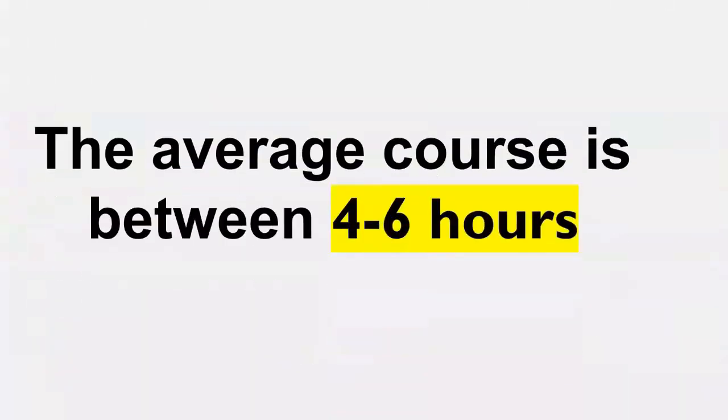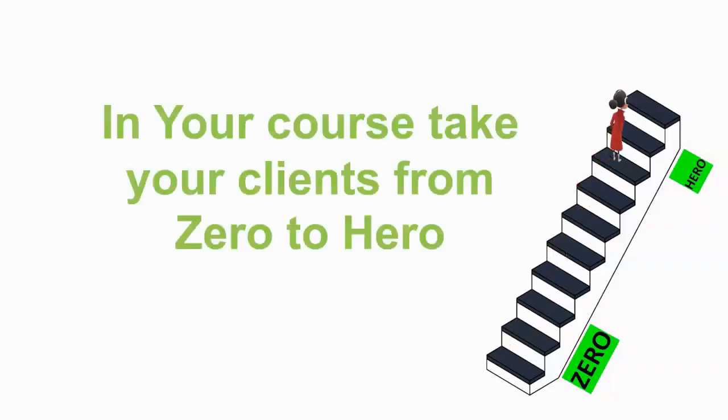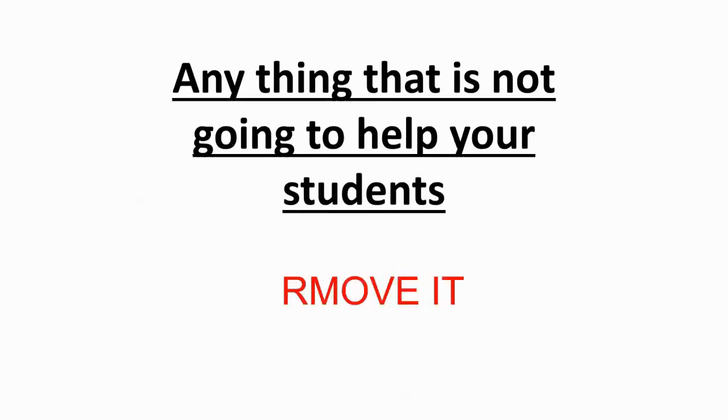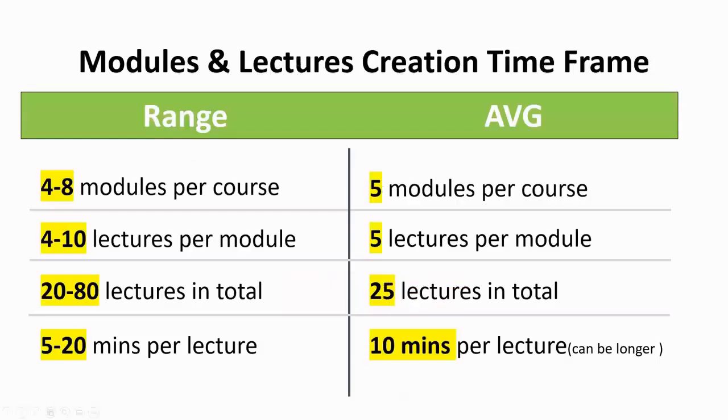Time frame for creating the course. The average course is anywhere from 4 to 6 hours length. In this period, you're going to teach content that will get your students from point A to B in the most efficient way. Anything that is not helping them to get to point B should be removed from the course.